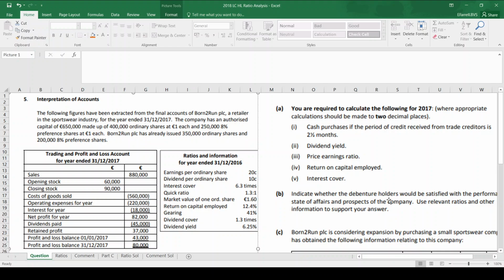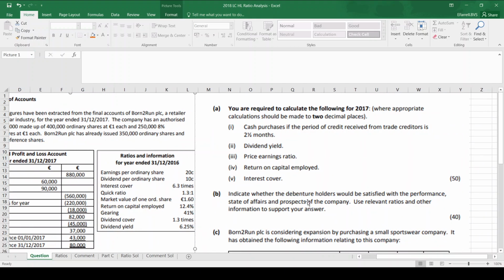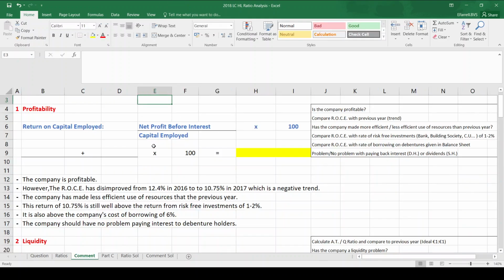Or the other point of view you can be asked from is shareholders. So here we are asked, indicate whether debenture holders will be satisfied with the performance, state of affairs and prospects of the company, and use relevant ratios and other information to support your answer. With this part of the question, I would always try and structure it the same way, because if you look at lots of solutions from examinations.ie, every year they're answered differently and it can be very hard to figure out what's going on. So with these, I would use a standard template to answer these questions.